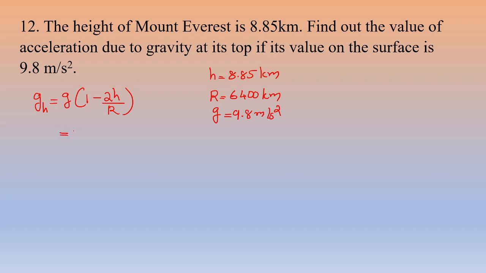So let us substitute all these values here. g is equal to 9.8 into 1 minus 2 into 8.85 kilometer divided by 6,400 kilometer. So after the calculation, we have the value of g at the given height is 9.77 meter per second square.